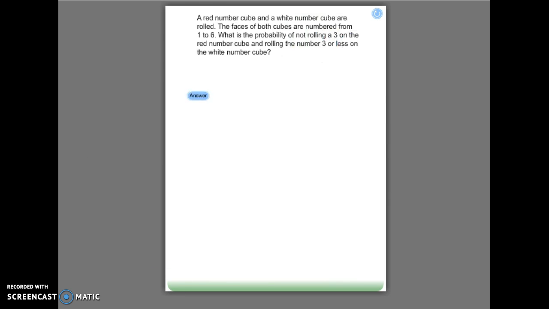All right, this problem is not in your book, so if you want to write it down as I go, you can. It says a red number cube and a white number cube are rolled. Basically, a red dice and a white dice are rolled. The faces are numbered 1 through 6. What is the probability of not rolling 3 on the red number cube and rolling the number 3 or less on the white number cube?